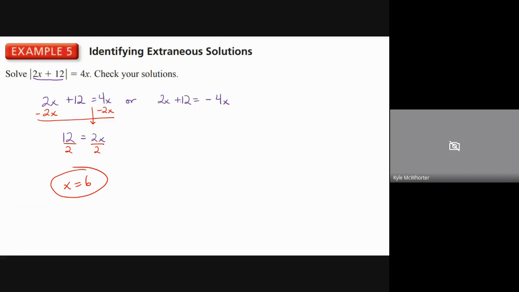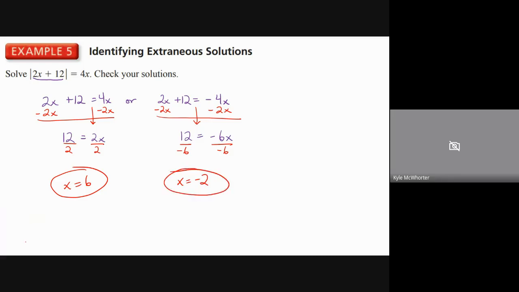And then I'll do this. I'll also subtract 2x from both sides on this one. So then I get 12 equals negative 4x minus 2x, which is negative 6x. Then divide both sides by negative 6, and we get x equals negative 2.